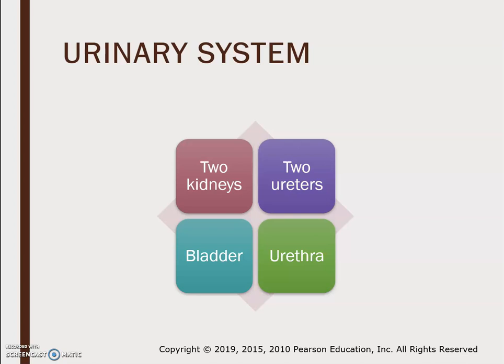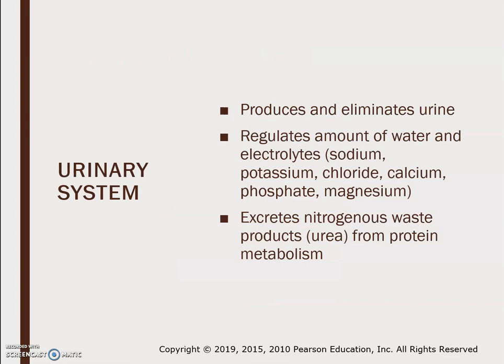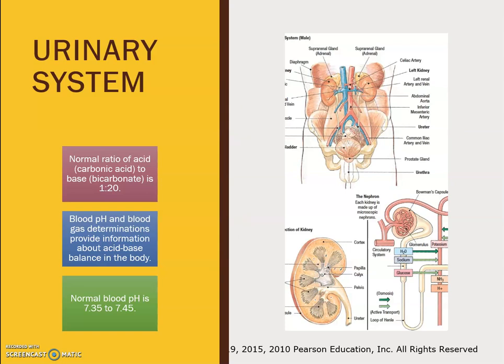The urinary system is made up of 2 kidneys, 2 ureters, the bladder, and the urethra. It produces and eliminates urine, regulates the amount of water and electrolytes, sodium, potassium, chloride, calcium, phosphate, and magnesium. It excretes nitrogenous waste products such as urea from the protein metabolism. The normal ratio of acid to base is 1:20. Blood pH and blood gas determinations provide information about the acid-base balance in the body. A normal blood pH is 7.35 to 7.45.